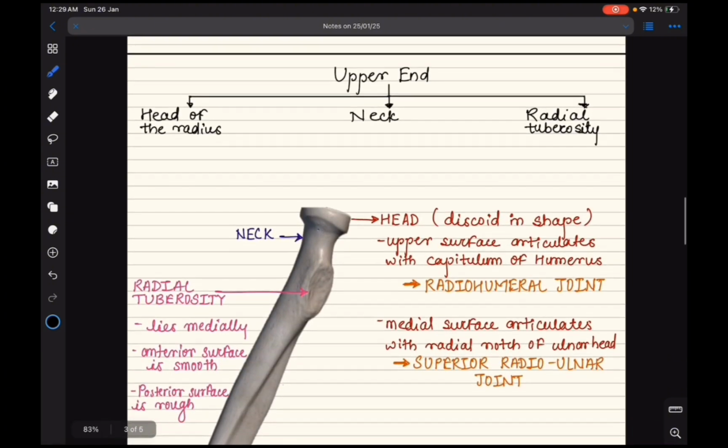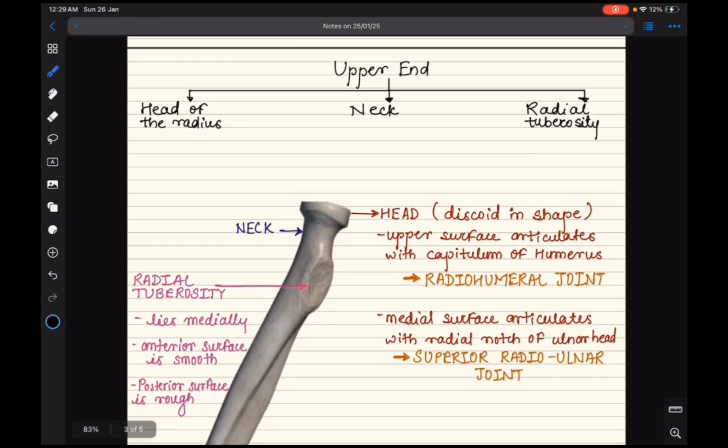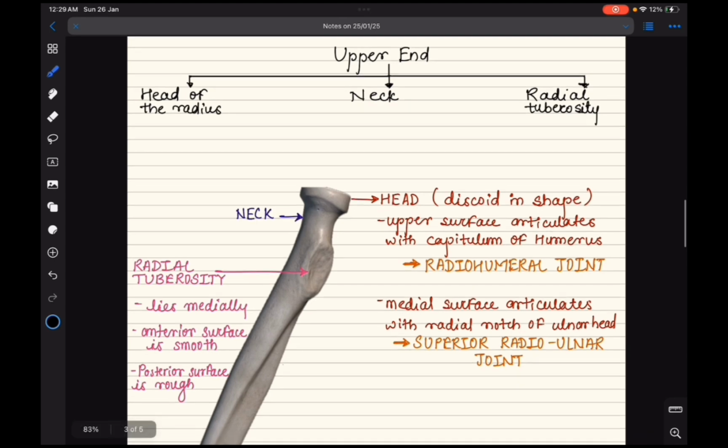Now we'll talk about the parts of the radius. We'll learn it in three parts, the upper end, the shaft and the lower end. The upper end is divided into the head of the radius, neck and radial tuberosity.